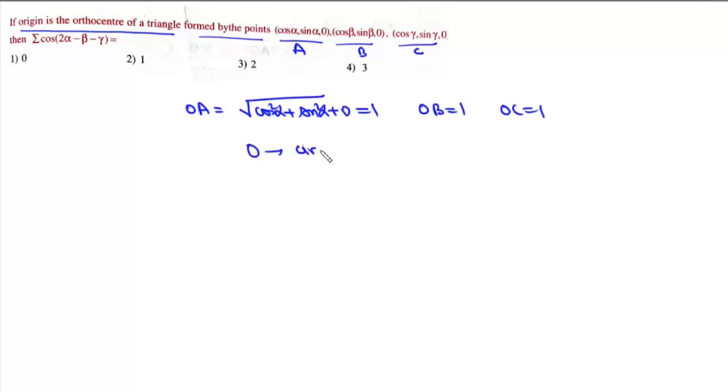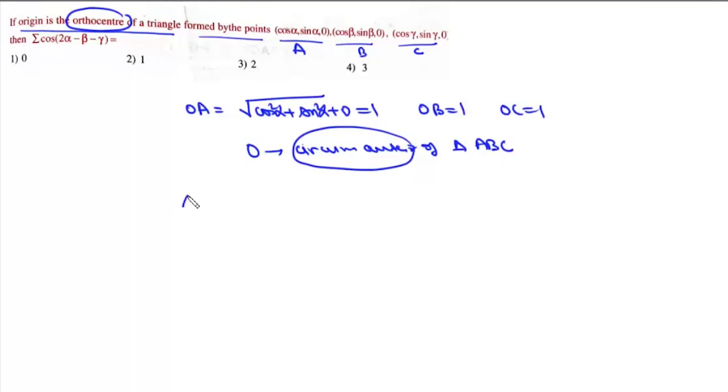Now here the question is, if origin is orthocenter of the triangle formed by the points cos alpha, sin alpha, 0, cos beta, sin beta, 0 and cos gamma, sin gamma, 0. Now let these points be A, B and C. Now if we find OA, then OA is under root of cos square alpha plus sin square alpha plus 0, which is 1. In the same way, OB is 1 and OC is 1. So this O is also the circumcenter of this triangle ABC.